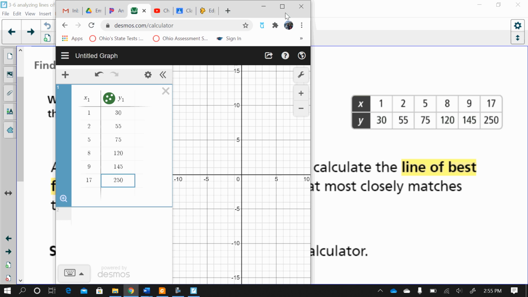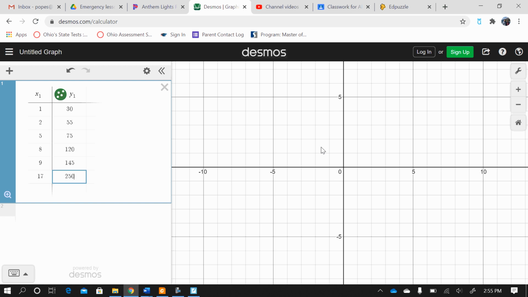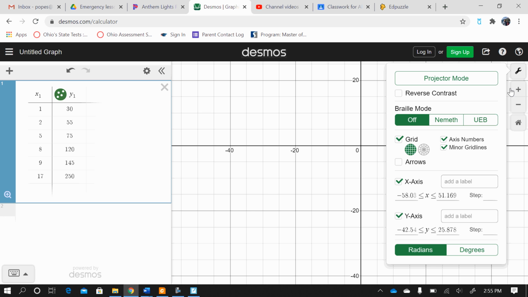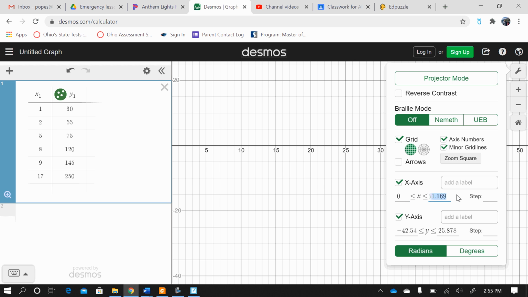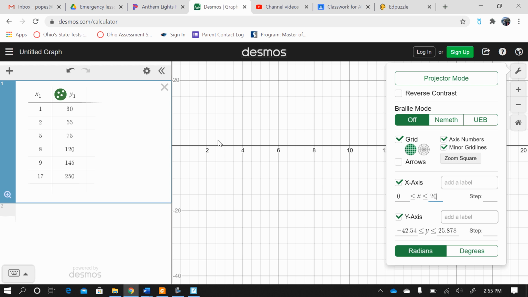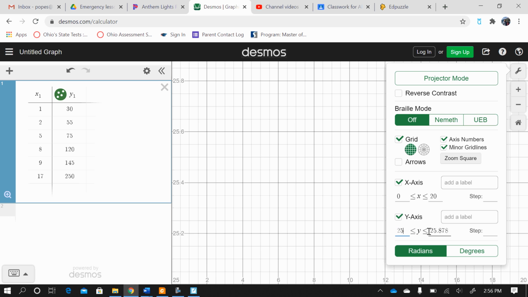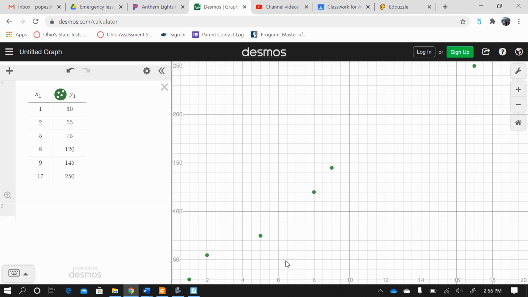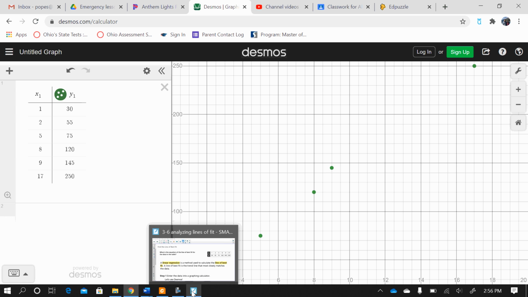Notice I can't see them, however. So I'm going to change my scale until I can find them. One thing you can do is use your mouse to scroll, but that'll take forever because I've got to go all the way up to 250. So you can click on the wrench, and the x-axis, and we can see where we go from. We go from 1 to 17. So what if we start at 0 and go to 20? Then if I look at my y's, I have 30 to 250. So let's go a little bit lower, so 25 to how about 255? That way we can see everything. Oh, look, there's all of our dots now. So there's our table.